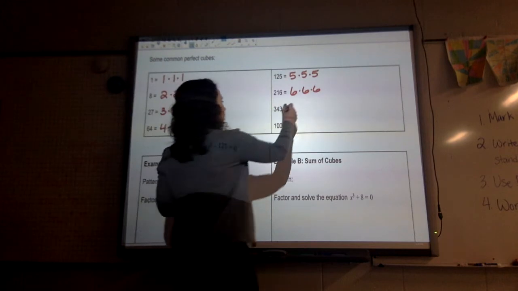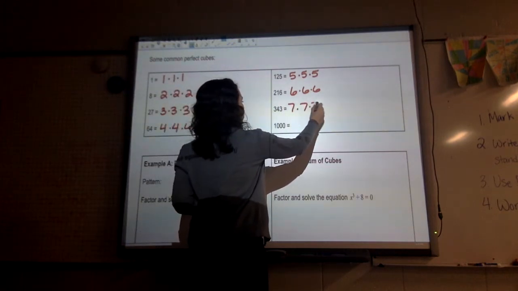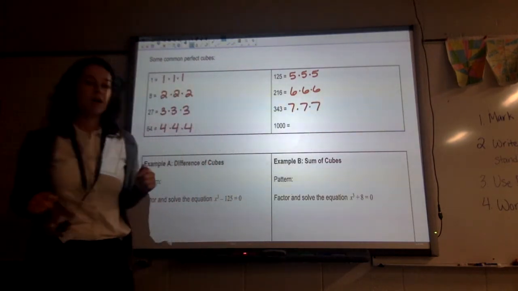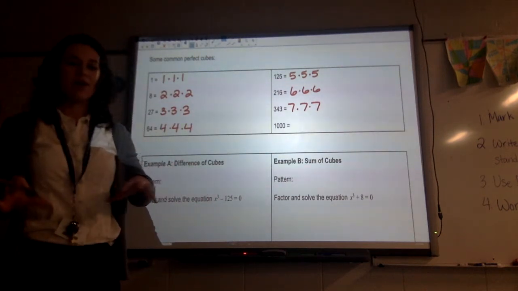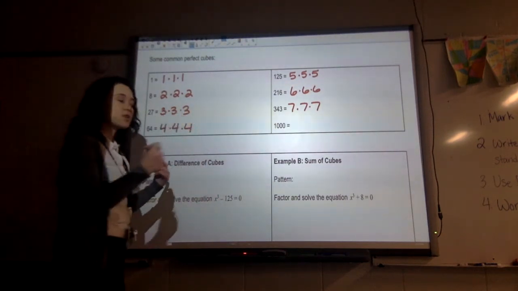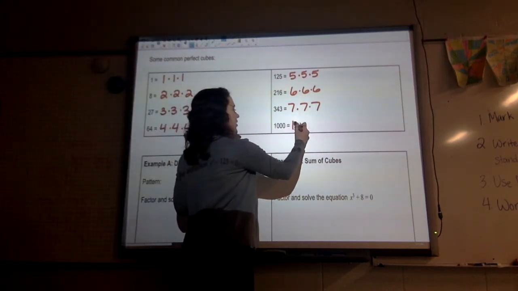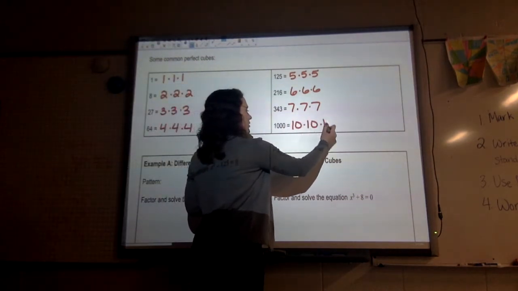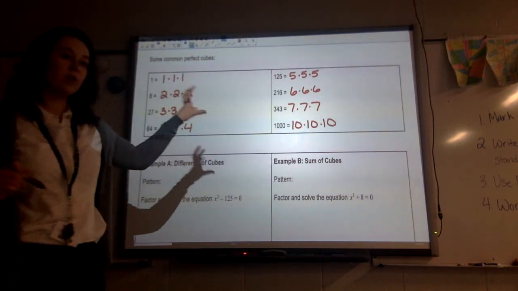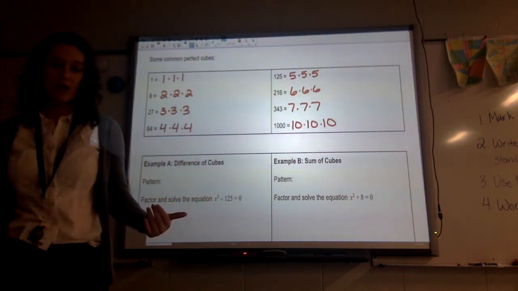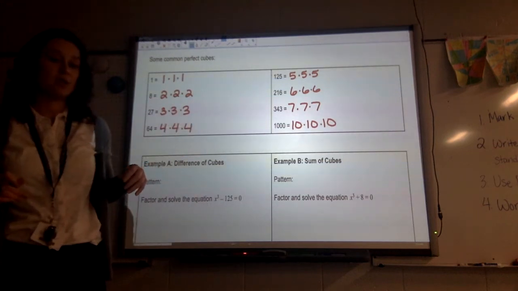343 is the same thing as 7 times 7 times 7. And another really common one for you to see, you're not going to see 8 and 9 very often. You will sometimes see 10 cubed. So 1,000 is 10 times 10 times 10. So those are the ones that you really need to be familiar with. There are definitely others. Those are the most common ones to see.